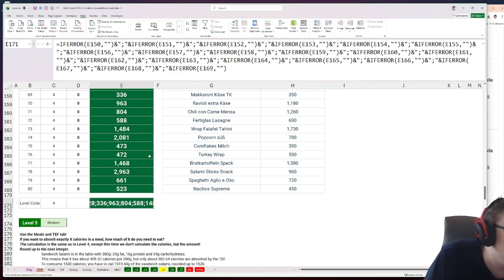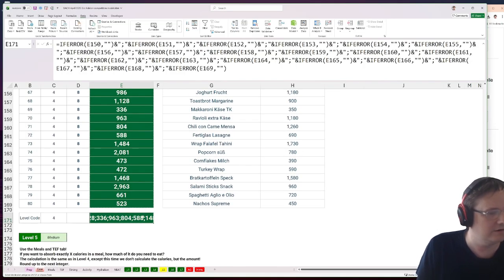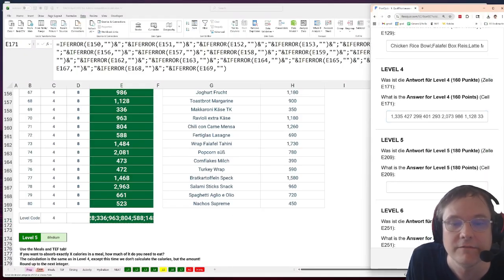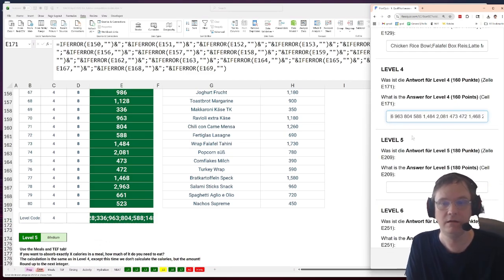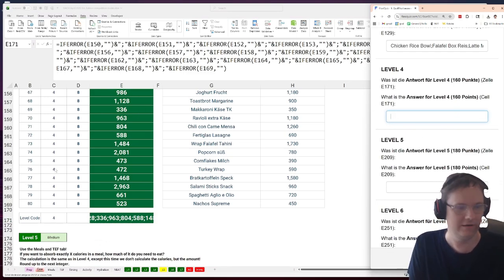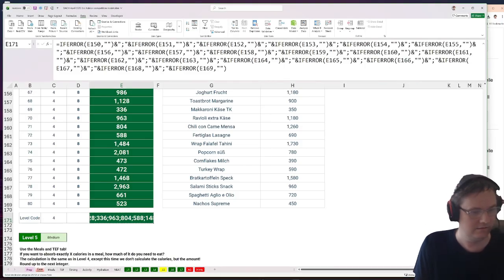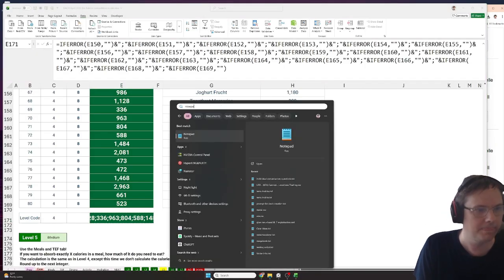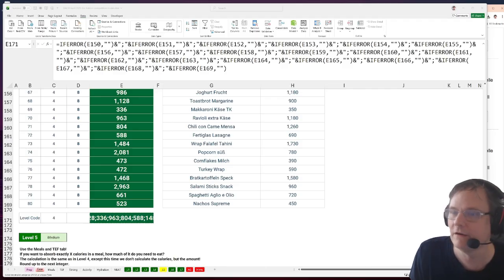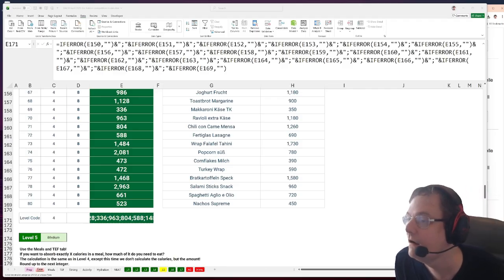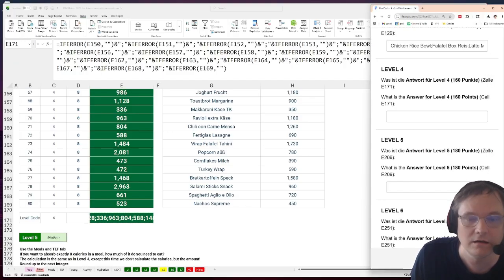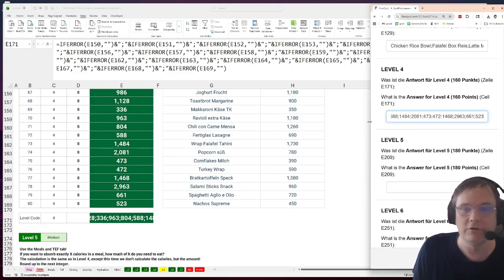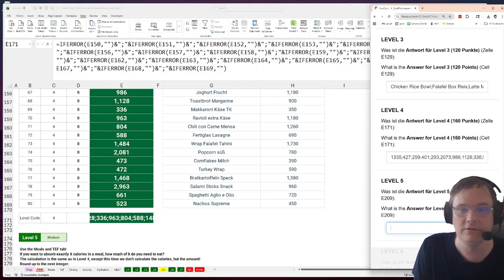This is a little interesting, but I got the comma separators. I assume this is okay. Is this not the right thing? That looks weird, right? Yeah, okay, it's fine. Level 4. Yeah, no, that looks better.